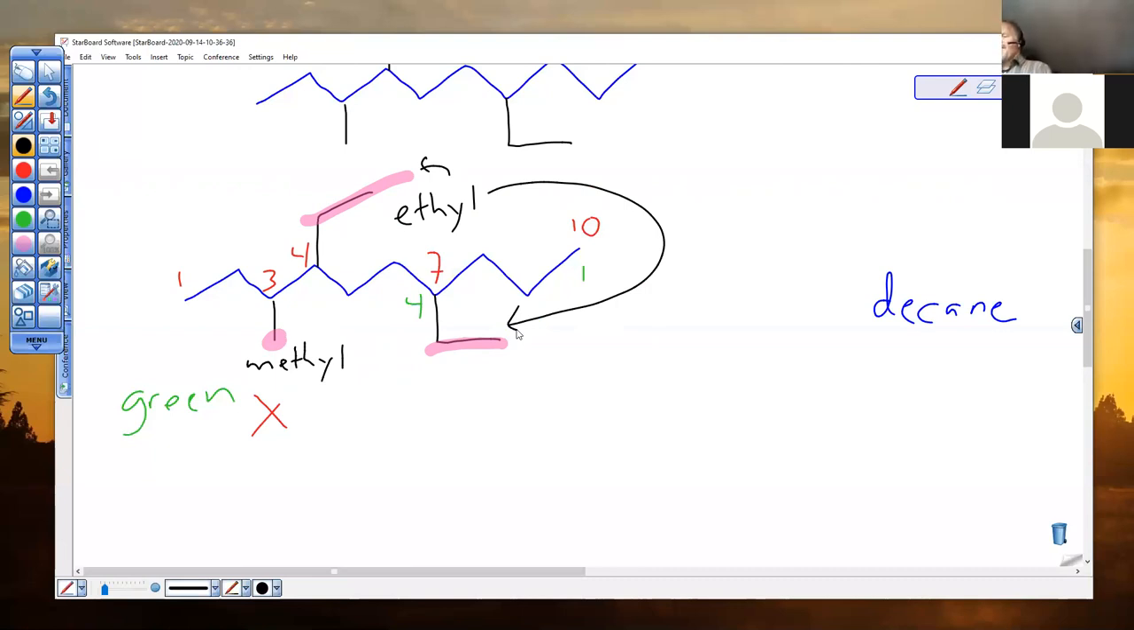Now the question is, in the name, where do we list the groups? That's an easy answer. The groups are listed alphabetically. E is before M in the alphabet. So this is not our final answer, but we're going to have ethyl before methyl. I left a little room. Okay, so far we got the groups alphabetical.